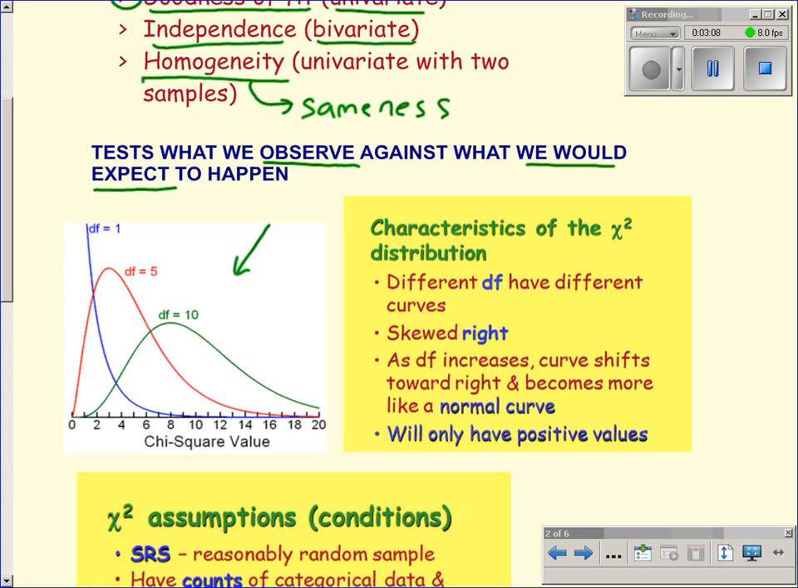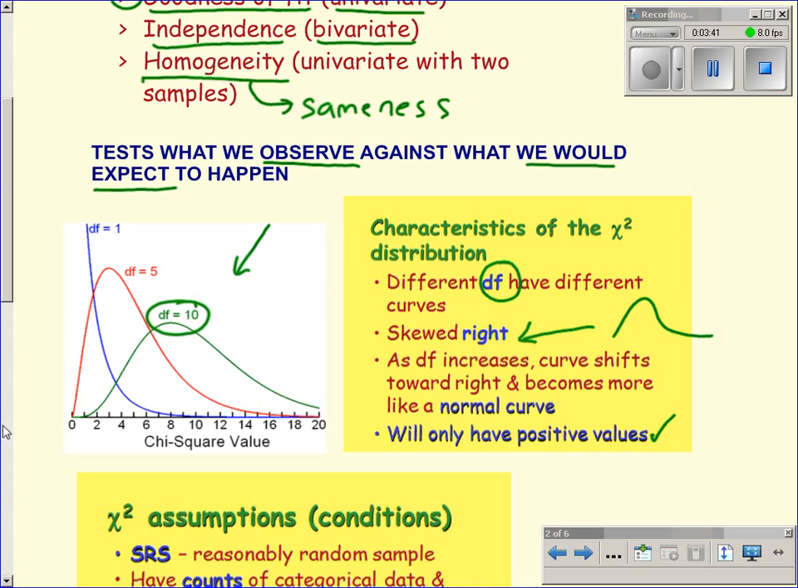Some characteristics of the chi-squared distribution: we'll have different degrees of freedom in these problems. You can see already perhaps that these curves are skewed to the right. They generally have this shape to them. And as the degrees of freedom increase, the curve shifts towards the right and becomes more like a normal curve. I don't want you to confuse it with the normal curve, but you start to see here with 10 degrees of freedom, it's starting to take on more normal qualities. And we'll also be dealing only with positive values in these tests. And you'll see that as we go throughout our computations here.